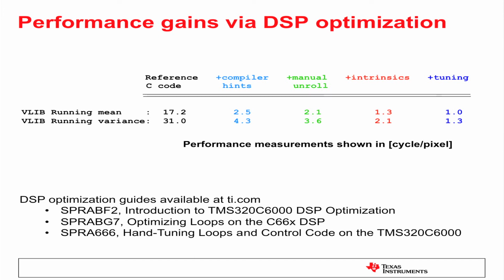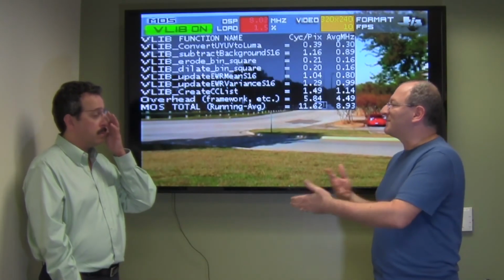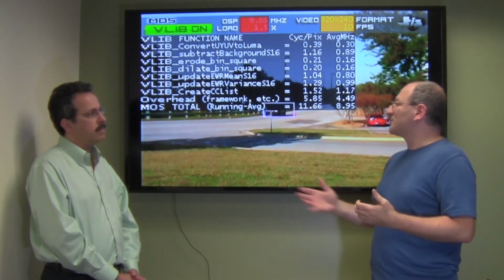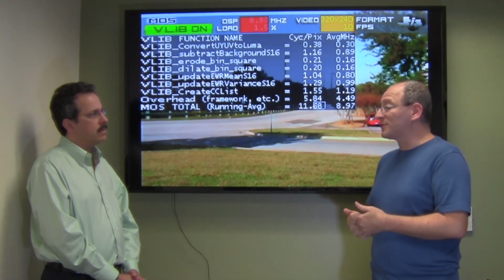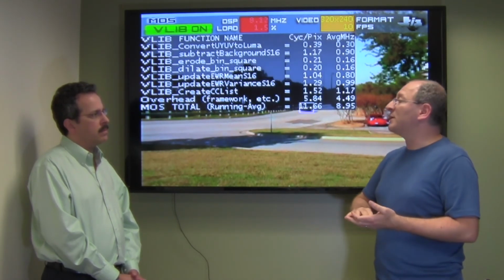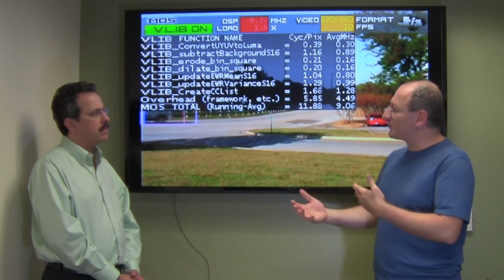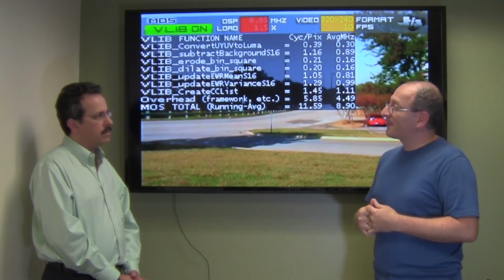And as you can see, this is always a curve, and there's going to be a point where the returns are not going to justify the investment. So you will be stopping your optimization effort at some point. But it's really important to observe that early on you get a huge boost in performance just by understanding the compiler and the architecture a little bit, and putting in the right hints.